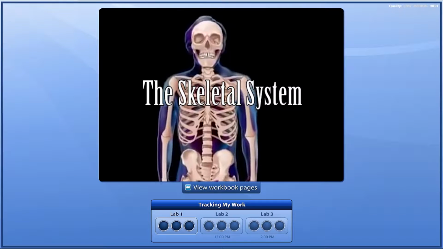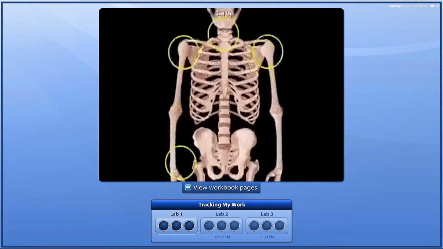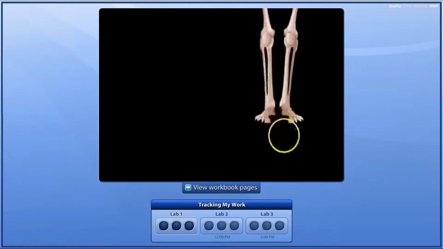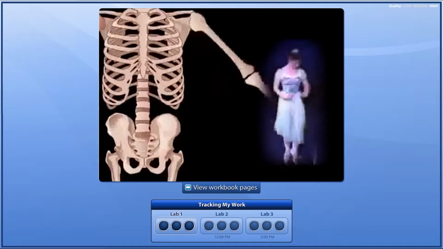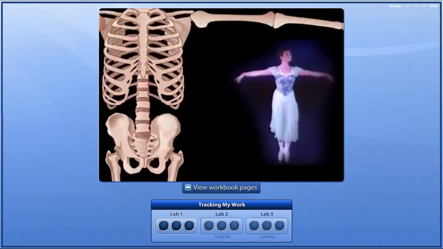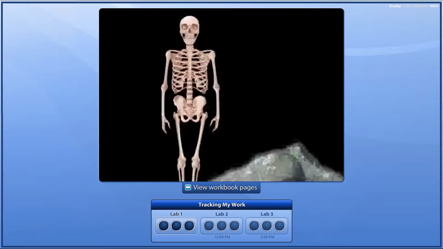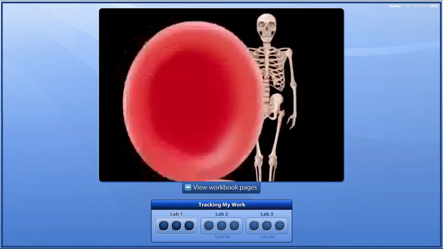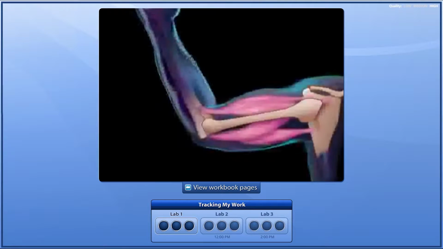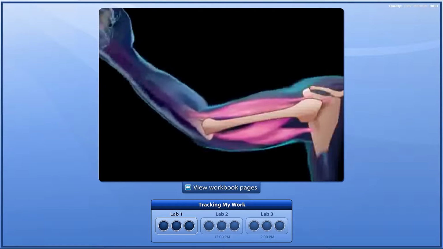The skeletal system includes all the bones of the body, plus the joints where they attach to each other. Our skeleton protects our internal organs, provides a framework or scaffolding that allows us to stand upright and move, stores minerals that our body needs to function properly, and produces blood cells. Our muscles, pulling this way or that way on our bones, produce movement.